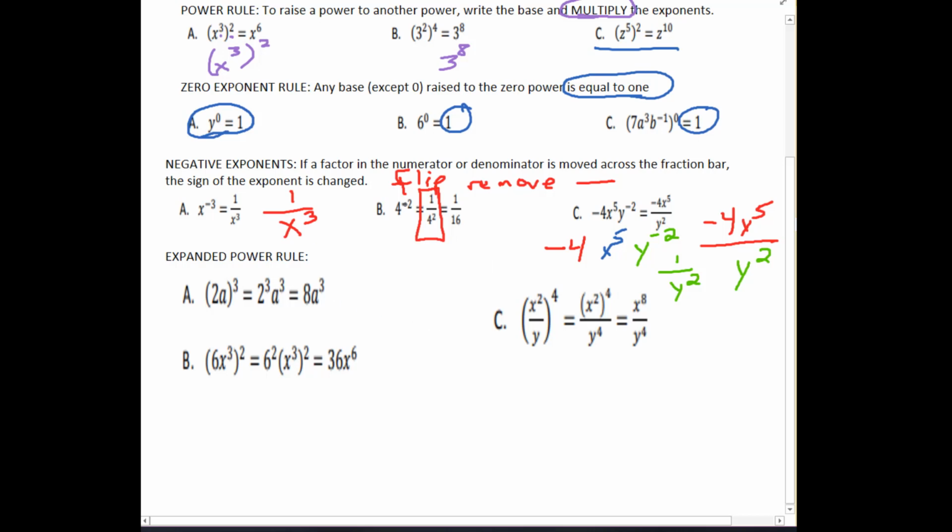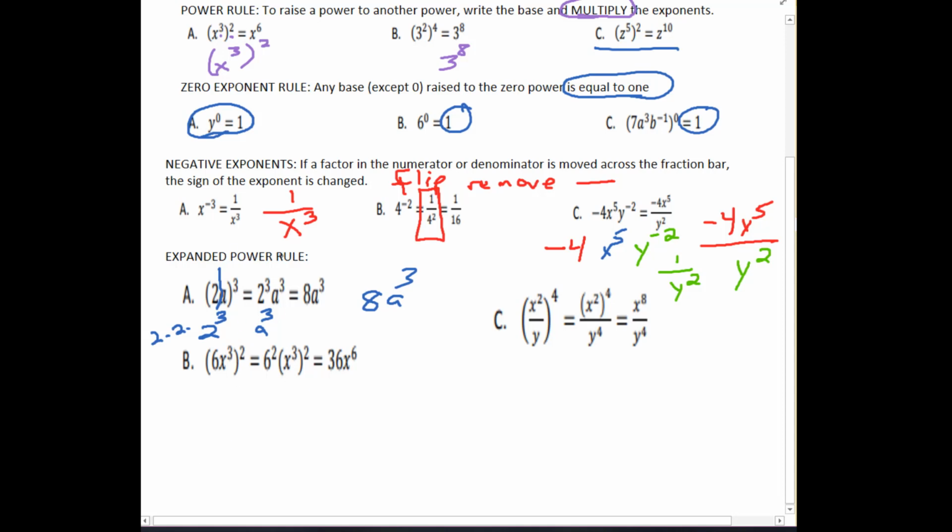Expanded power rule. Remember, when we have the power out there, it applies to everything. So this 2a to the third, let's split this apart again. We have a 2 to the third, and we also have an a to the third. So what does 2 to the third equal? 2 times 2 times 2. 2 times 2 is 4, times 2 is 8. So here's where we get our 8. And then a to the third is just simply a to the third. So there you go.